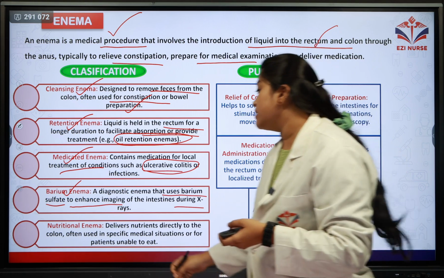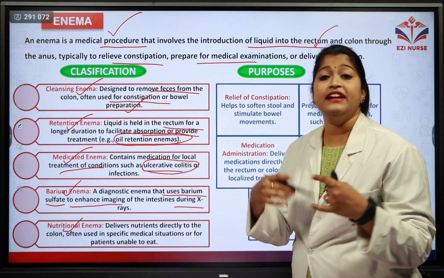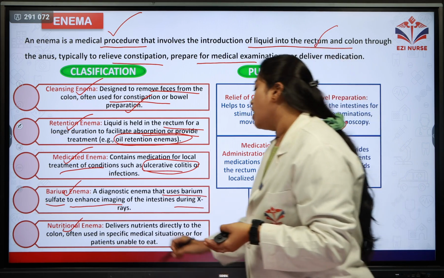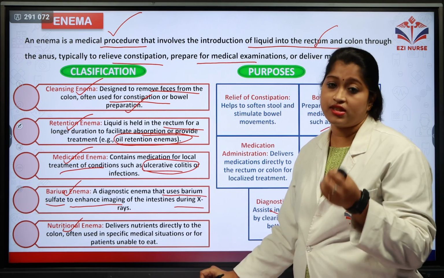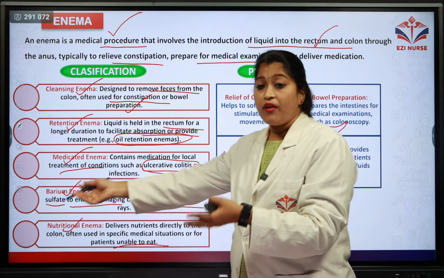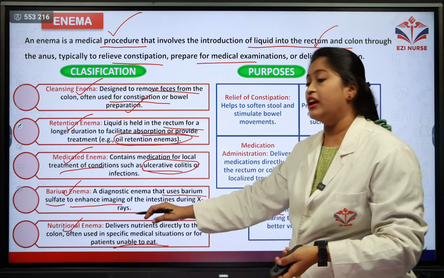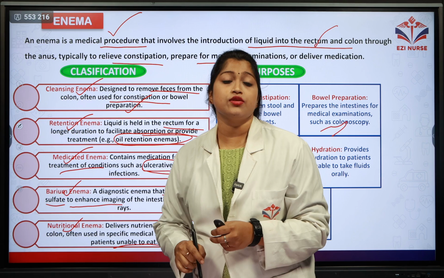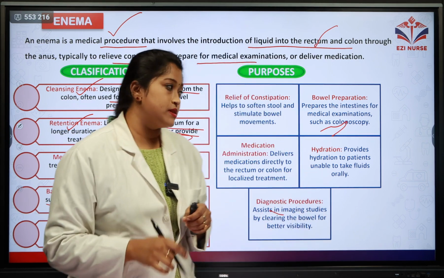And the final type is the nutritional enema. It is delivering the nutrients directly to the colon. If the patient is in a specific situation, like being unable to eat, then we need to provide them nutrition, and hence we are giving the nutritional enema. These are the different classifications of enema, and let's see what the purposes are.